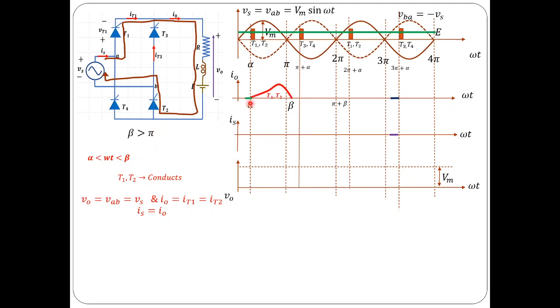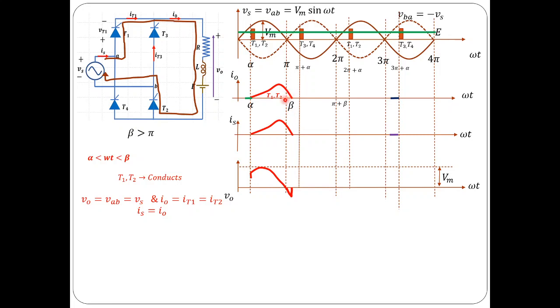Now this is the load current between alpha and beta, and source current is the same as the load current. During this period, the load voltage is equal to Vs. So that is the same as Vs this way.